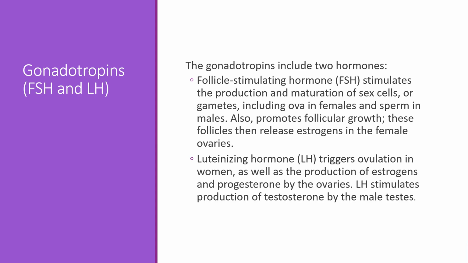Luteinizing hormone, or LH, is what triggers ovulation. So ovulation is the release of the egg from the ovary each month at day 14 in her cycle, as well as the production of estrogens and progesterone by the ovaries. Luteinizing hormone stimulates the production of testosterone by the male testes.